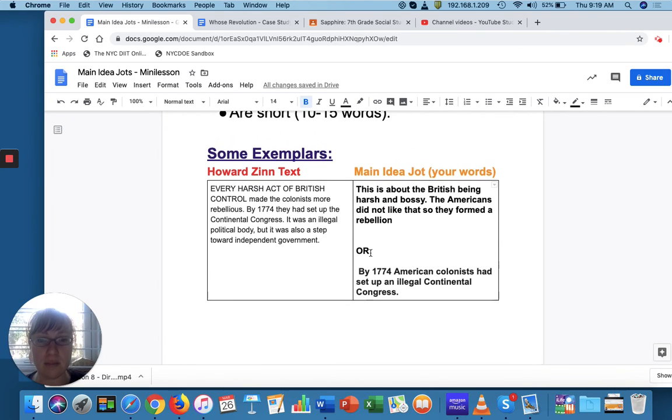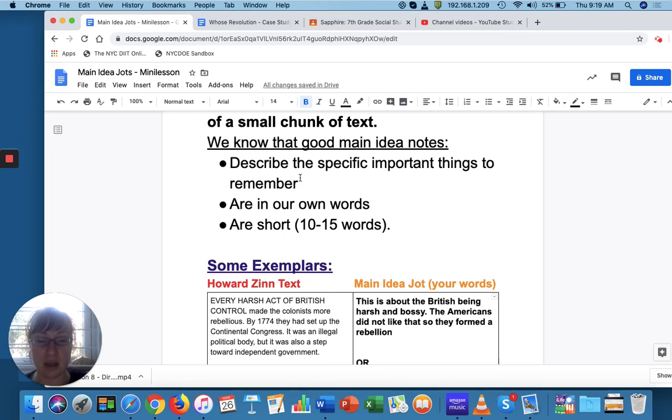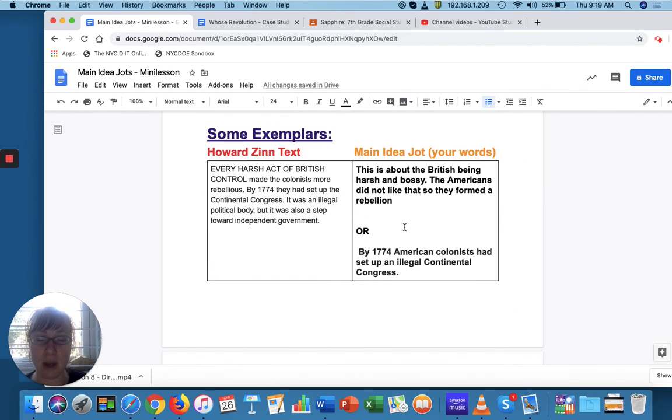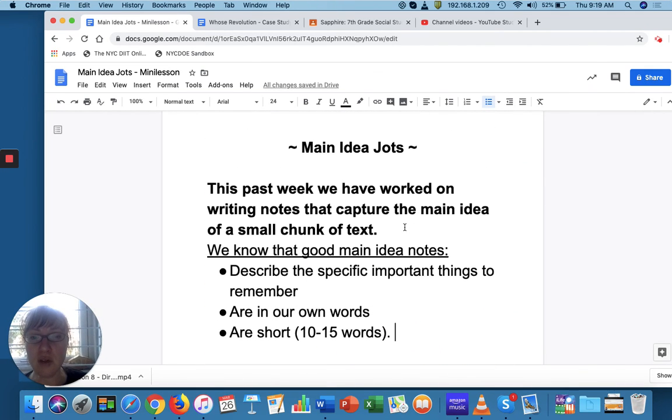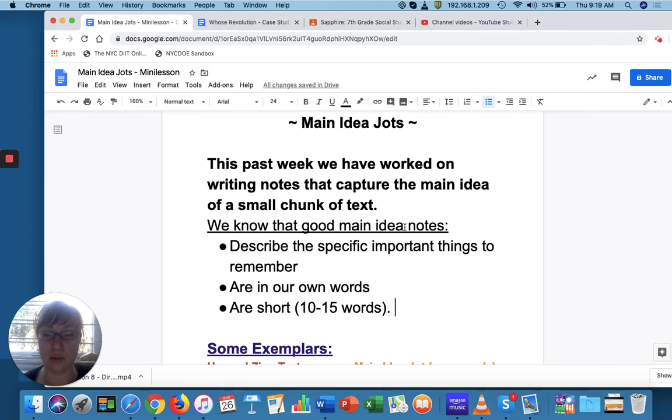But both of these mostly capture all this. They describe what feels important about the chunk of text to that person. They are in their own words, and they're relatively short, under 10 to 15 words. Okay, so some reminders. You can rewatch this every time you do some research if you want to remember how to take good main idea jots. As always, email us if you have any questions. Alrighty.